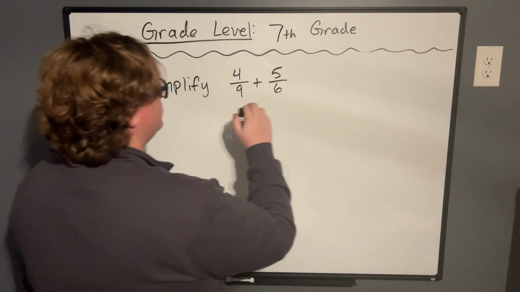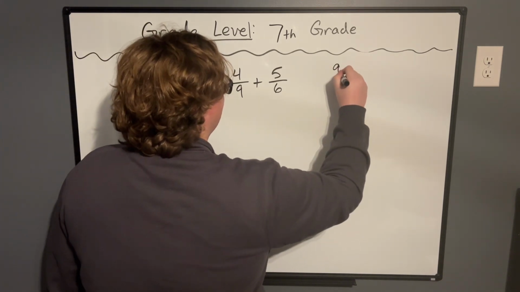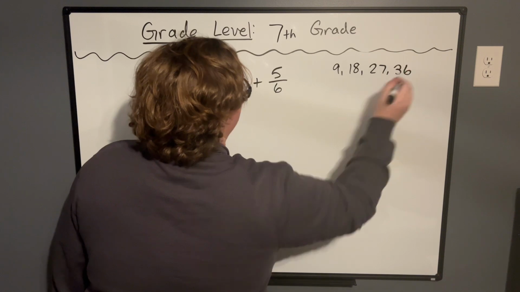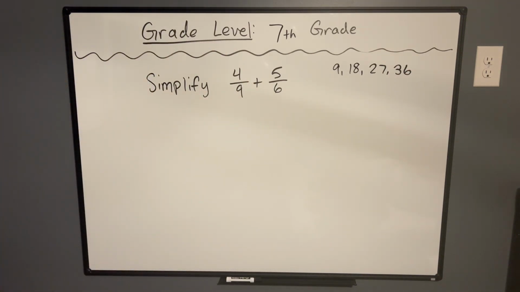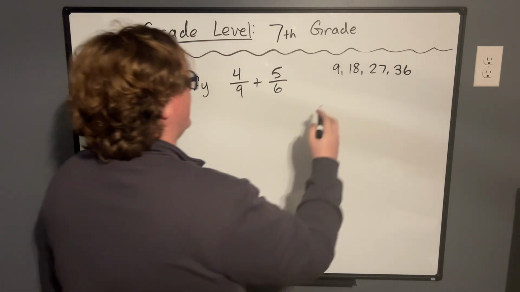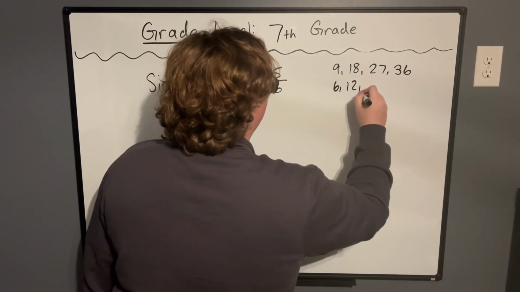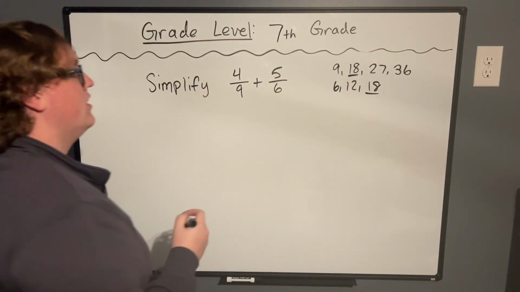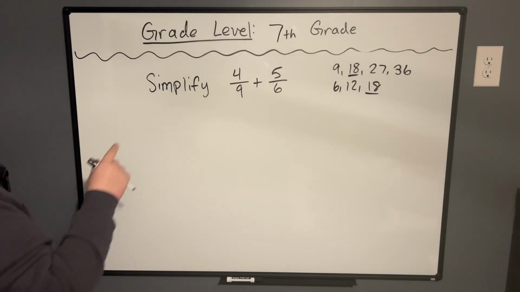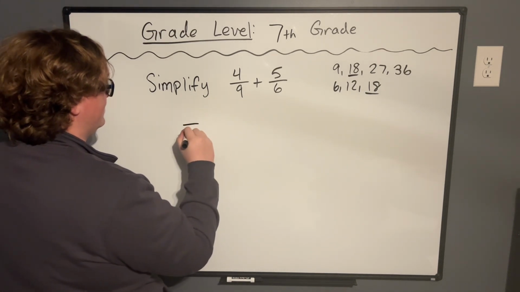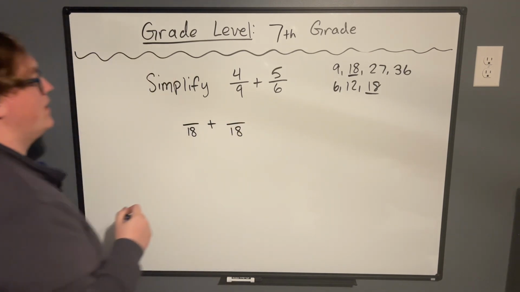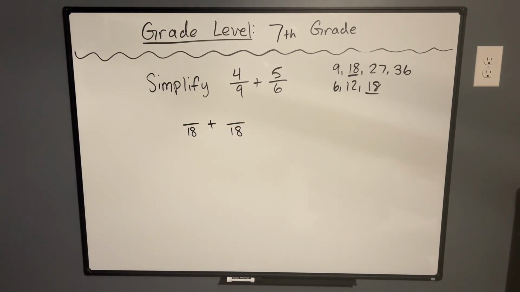So let's look at the multiples of 9, right? We have 9, we have 18, we have 27, 36. We won't even need all of those. And then when we look at the multiples of 6, what do we have? We have 6, 12, 18. So we have our first match at 18. So that means that when we're going to do this, we're going to change these into 18s on the bottom, right? Because then they will have a common denominator and we'll be able to add them.